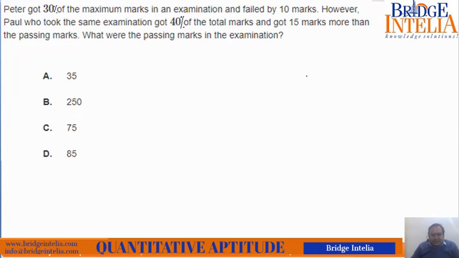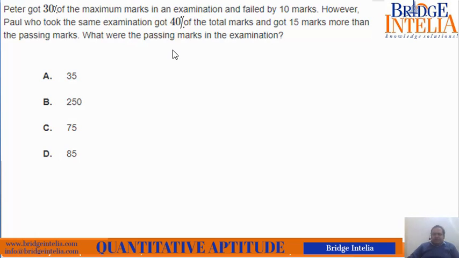Now let's have a look at this question. Peter got 30% of the maximum marks in an examination and failed by 10 marks. However, Paul, who took the same examination, got 40% of the total marks and got 15 marks more than the passing marks. So what were the passing marks in the examination?